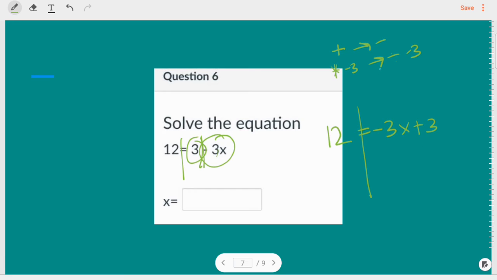So let's do order of operations backwards. We're going to get rid of the addition first. So subtract 3 from both sides. 12 minus 3 is 9. That zeroes out. How do I get rid of negative 3? Well, remember I multiplied by negative 3, so I need to divide by negative 3. 9 divided by negative 3 is negative 3.